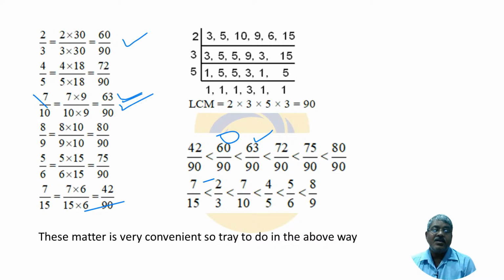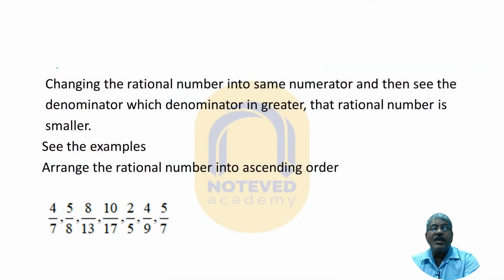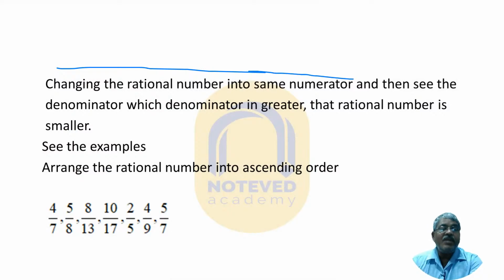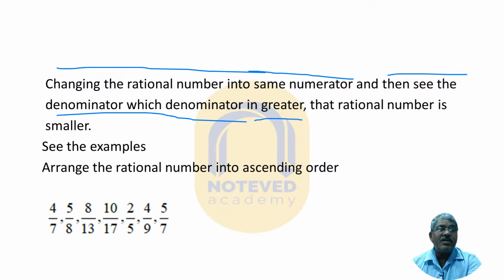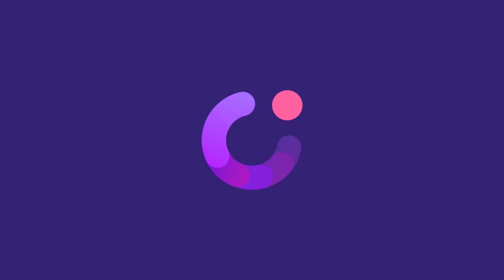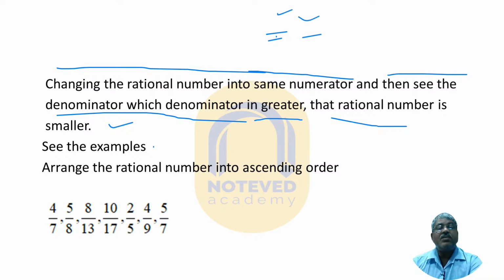In this way, 4 by 5, 5 by 6 and 8 by 9 are all the numbers in ascending order. This method is very convenient, so try to do it in the above way. Now, change the rational numbers into the same numerator and then see the denominator. Whichever denominator is greater, that rational number is smaller. The opposite happens when the denominators are same: then you compare the numerators when you arrange the numbers from smaller to greater.